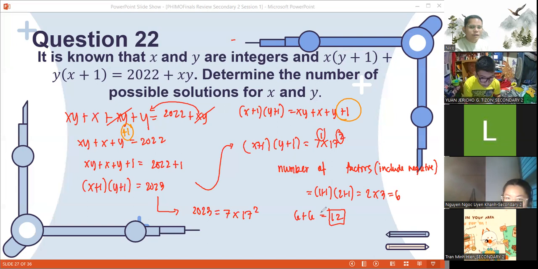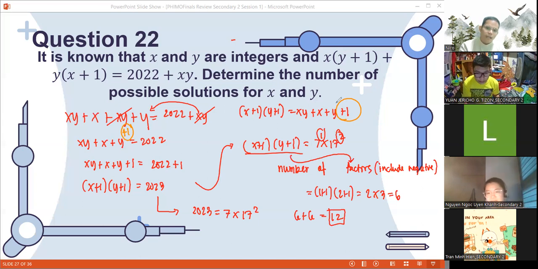So again, sir, why did you get the number of factors? Because x plus 1 and y plus 1 here are factors. Okay? They are factors. So it can be that this is 7 times 17 squared or 7 times 17 times 17, right? You just need to get the factors. Now, you need to include the negative factors. So if you have positive factors, which is 6, the negative factors would be 6. So 6 plus 6, 12. And then, some of you got the wrong answer because you only answered 6 instead of 12, right?